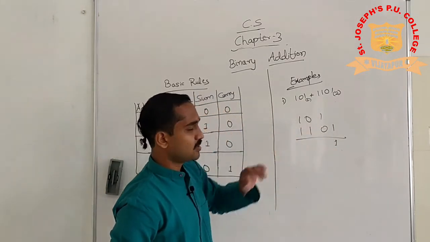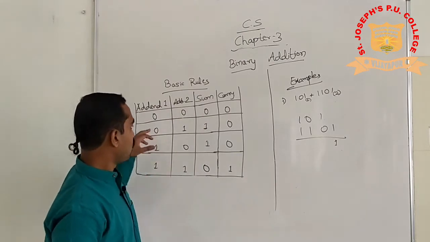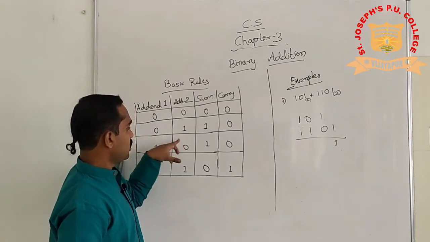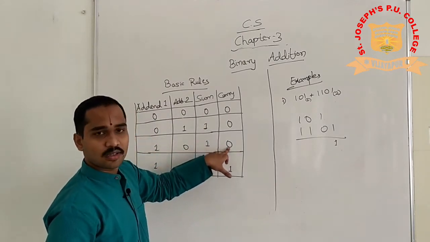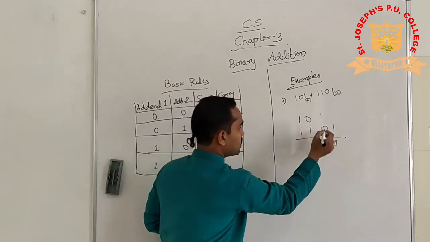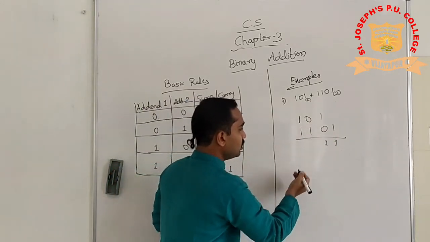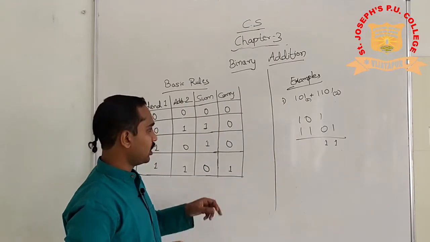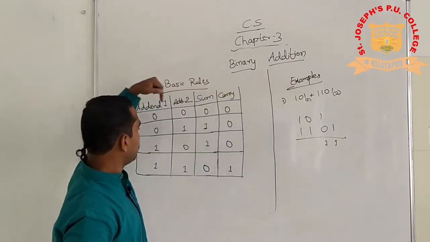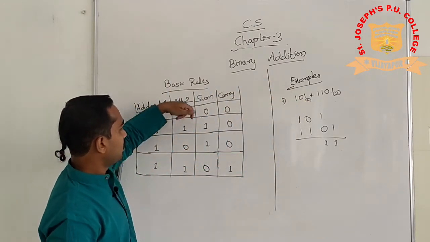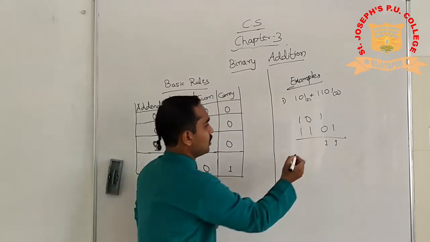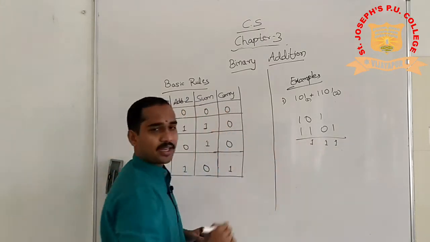Okay, 1 plus 0. See the basic rules. 1 plus 0, sum is 1, carry is not generated. So 1 plus 0 is 1 and no carry. Next, 0 plus 1. 0 plus 1, 1 is the sum, no carry. So you write 1, no carry.